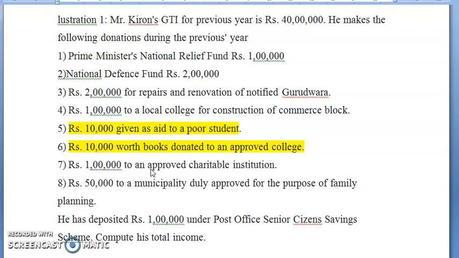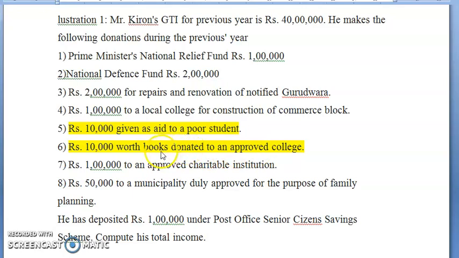So till now we saw 7 items. First one is PMNRF. It will come under without limit donation. Next, NDF, National Defense Fund, without limit donation. Next one is Gurudwara. Gurudwara is with the limit donation. Next one is regarding a college. It is also with limit donation. Aid to a poor student won't come in our calculation. Next one is books donated to approved college. It may be approved, but books means it is in kind. It won't come in our calculation.